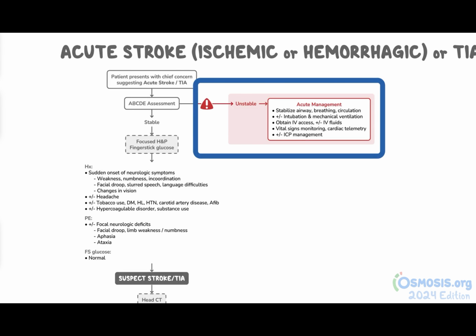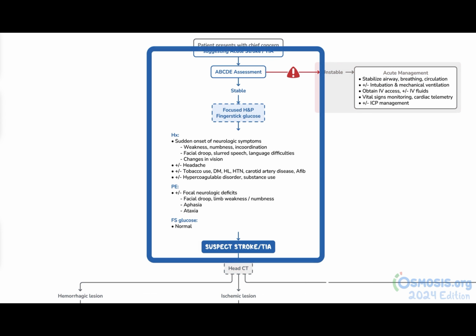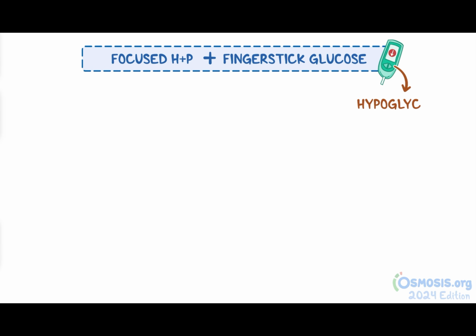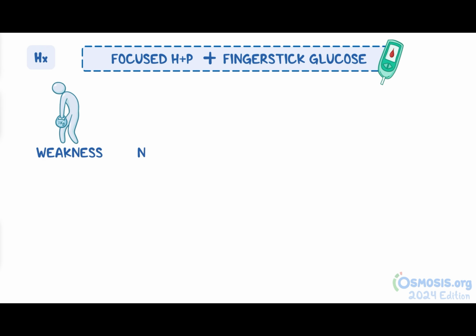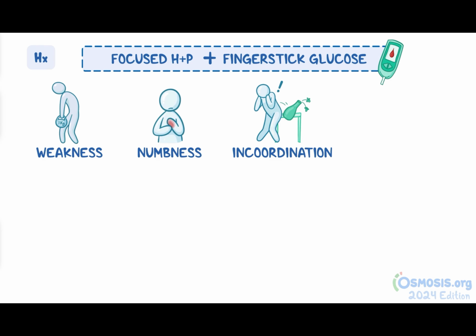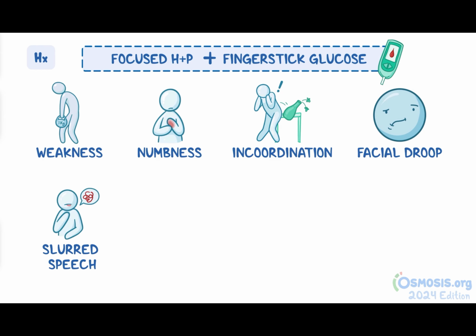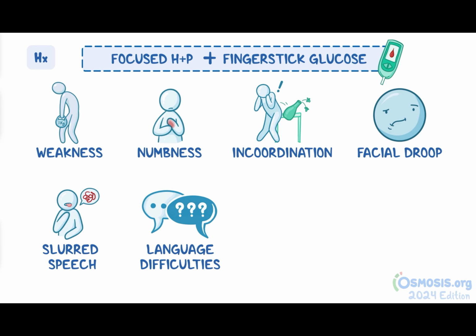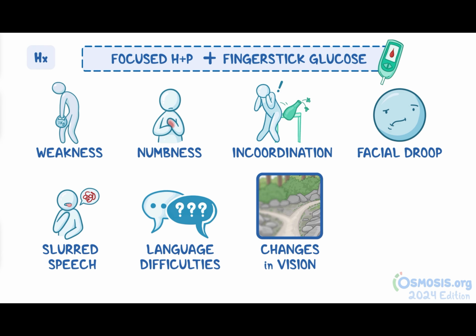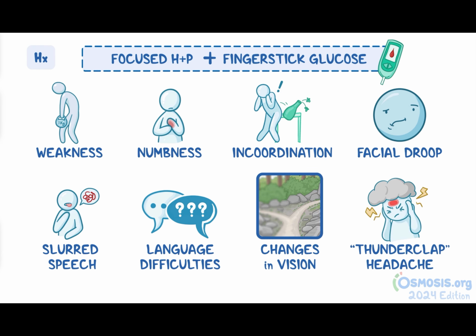Alright, now let's go back to the ABCDE assessment and take a look at stable patients. First, obtain a focused history and physical exam and fingerstick glucose because hypoglycemia can mimic stroke symptoms. Your patient will report a sudden onset of neurologic symptoms such as weakness, numbness, incoordination, but also facial droop, slurred speech, and language difficulties. Some patients will also report changes in vision, including visual field defects, or they might report a thunderclap headache, which is suggestive of a subarachnoid hemorrhage.